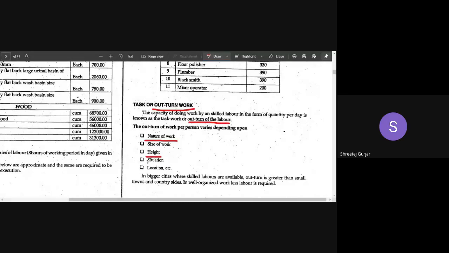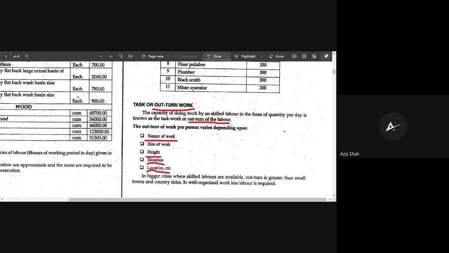Depending upon the situation, I've told you weather situation, depending upon his mental situation, on his physical situation, your outturn will vary. Depending upon the location. Suppose now you have observed that many laborers are coming from out of state. And you also have local laborers, and laborers which have come from outside. So whose outturn will be more, the local laborers or the laborers who have come from outside? Which labor will give you more outturn?